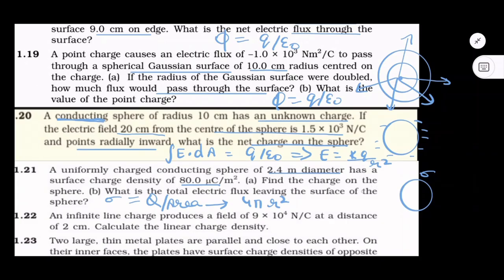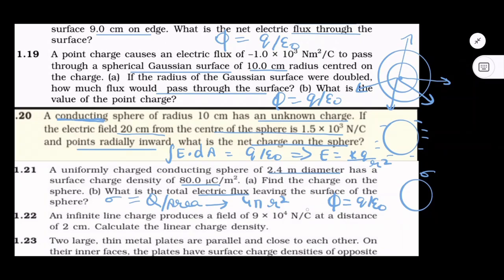And for the total flux leaving the surface, which is asked in the next part, we can again apply the Gauss law, that is flux equals charge upon epsilon naught. I hope you remember the procedure where we were applying the Gaussian surfaces and then performing all the methods stepwise. We did it, right? So you can find the flux from this Gauss law.